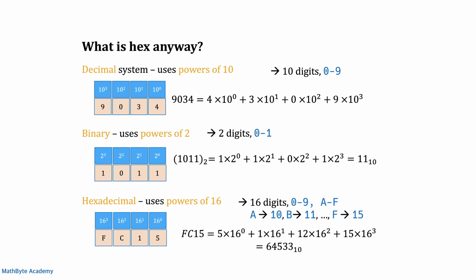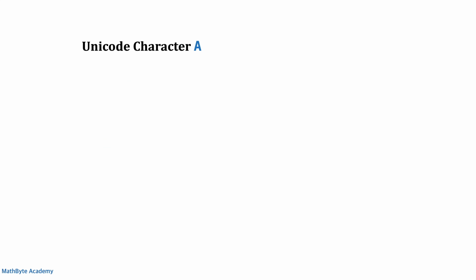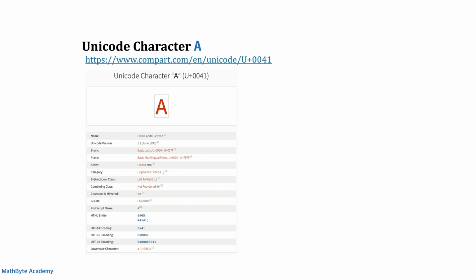It will give it to you in hex, not in decimal. So let's take a look at the Unicode character A, and you can follow this link, which I'll have in the Jupyter Notebook that's downloadable. If we look at that page, we'll see that we have basically this Unicode character A.